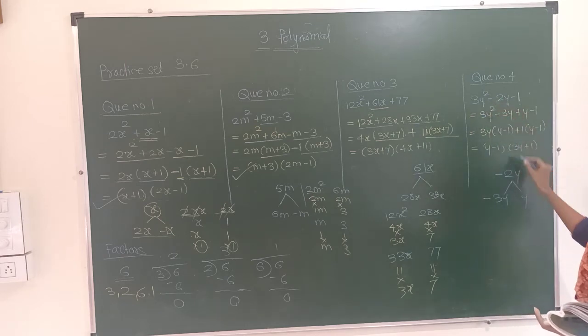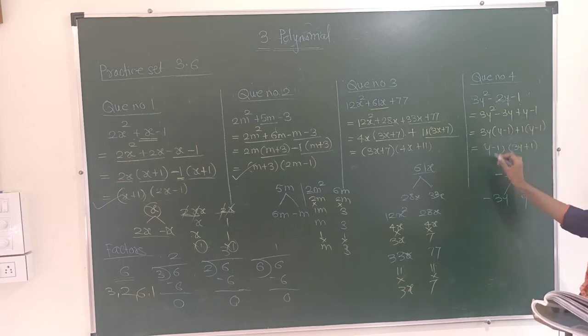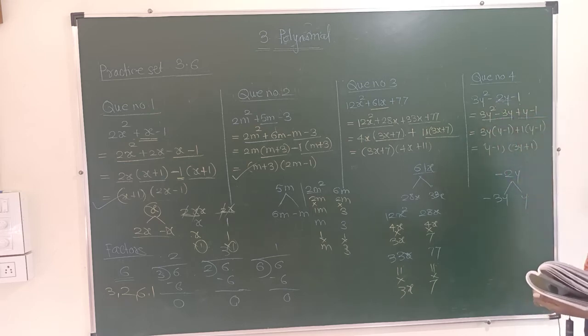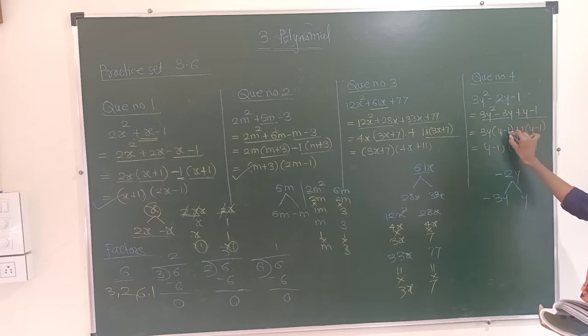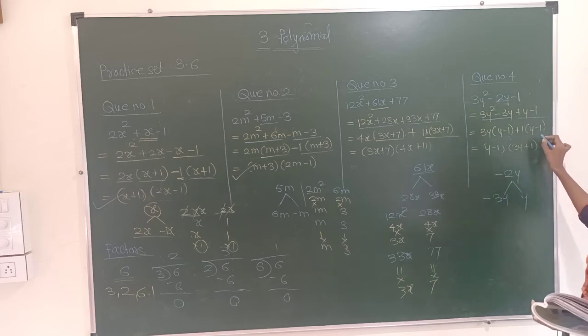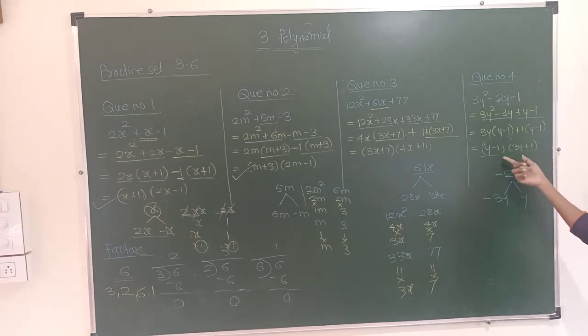So 3y square as it is, and we replace minus 2y by minus 3y plus y, and minus 1. Now take these two terms and these two terms. In 3y square minus 3y, we will take 3y in common, so the remaining term is y minus 1. In y minus 1, we take 1 in common, and in the bracket it will be y minus 1. So we take the bracket y minus 1 in common, and the remaining terms are 3y plus 1. So we got the two factors of the given polynomial. These are y minus 1 and 3y plus 1.